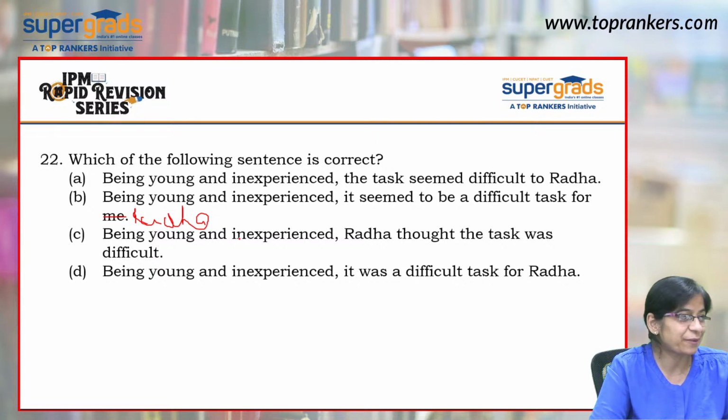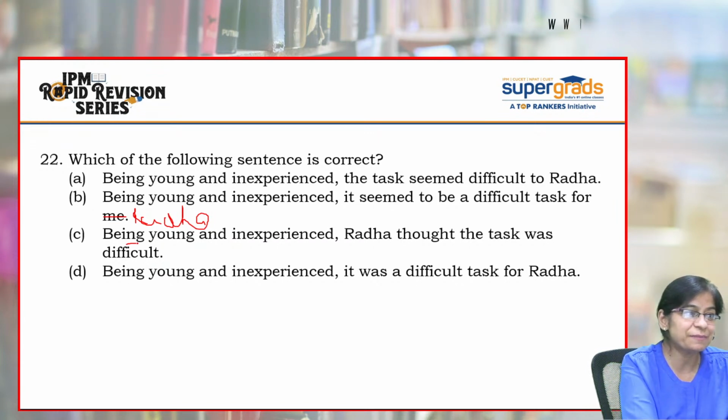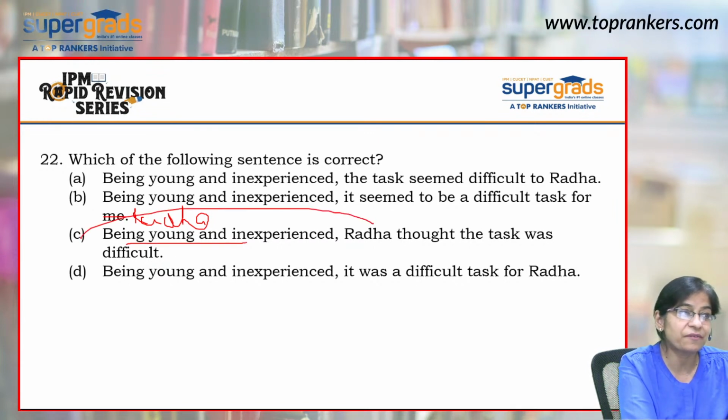Okay, great. I quite agree. So this one is being young and inexperienced, Radha thought the task was difficult. Now, who was young and inexperienced? Radha. So the modifier "being young and inexperienced" best modifies Radha.